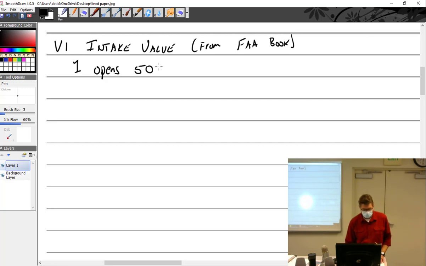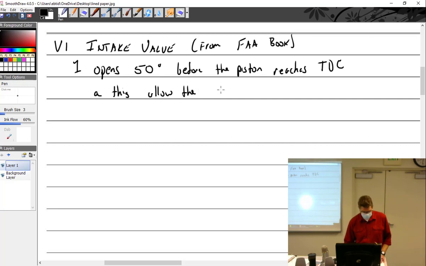Now this is just their example. 50 degrees before the piston reaches, you did what in your cup? Reaches top dead center. And this allows, well, let's back up before I finish that. So let's talk about what we've got going on here.